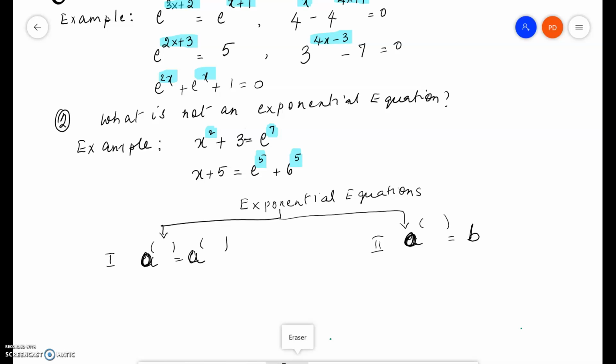Here, the first one would be a quadratic equation, because the highest exponent on x is 2. And here this would be a linear equation because the exponent on x is 1.